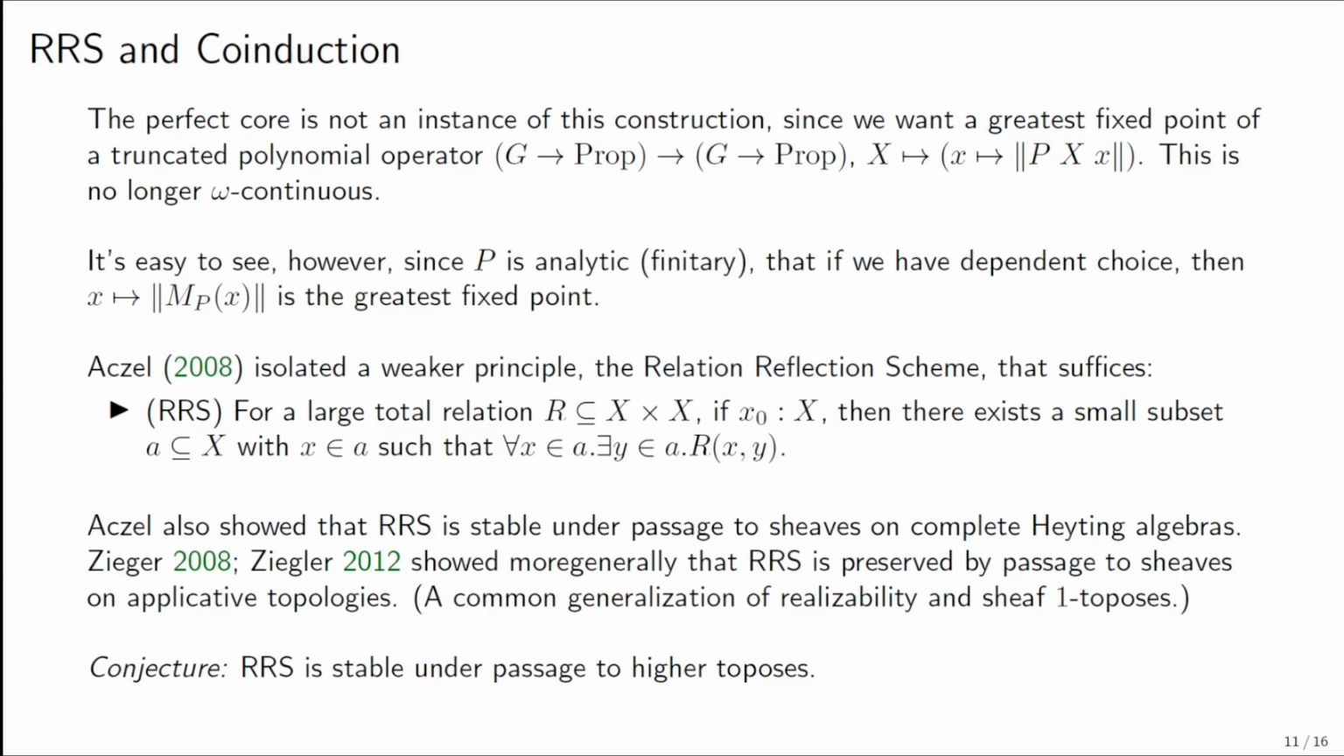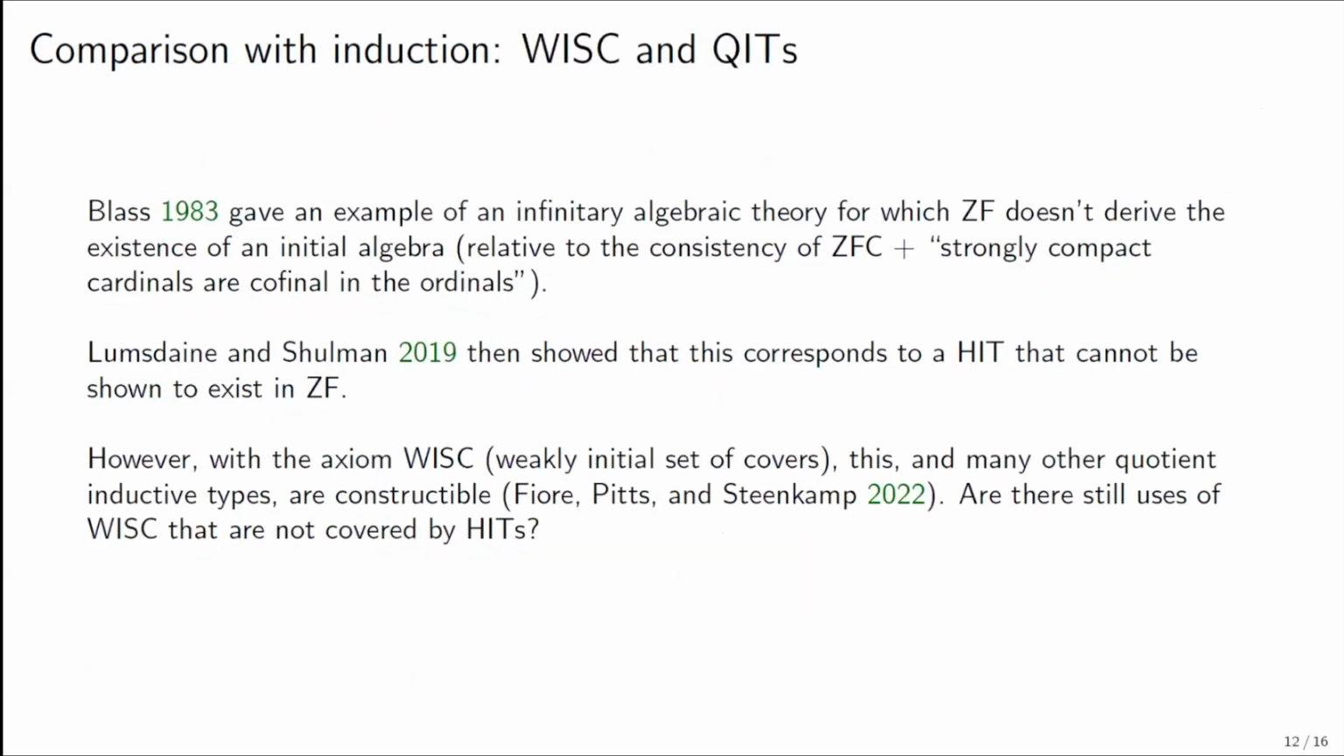Let me just emphasize, in case the point was not forceful enough. If you truncate this polynomial for the perfect core, then you have to iterate maybe along an arbitrary ordinal in order to get to the fixed point. However, assuming a very weak principle, you can just iterate the untruncated polynomial omega many times and then truncate, and then you already get to the fixed point. That's quite remarkable, I think. Okay. So here is a comparison with the situation with inductive types.